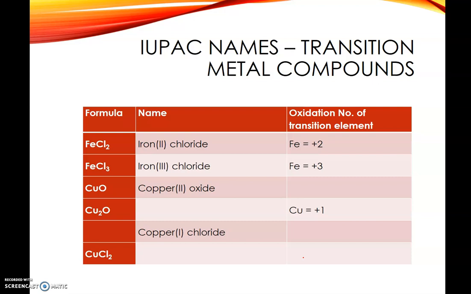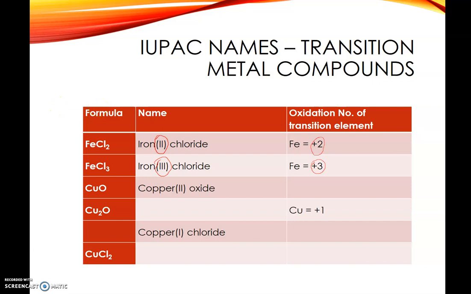So the formula FeCl2 is iron chloride. FeCl3 is also iron chloride. Okay, but what we do is we call these iron 2 chloride because the oxidation number of the iron here is +2, and this one here is iron 3 chloride because that's an oxidation number of +3 there. Okay. Convince yourself that those are the correct oxidation states, remembering that a simple chloride has an oxidation number of -1.